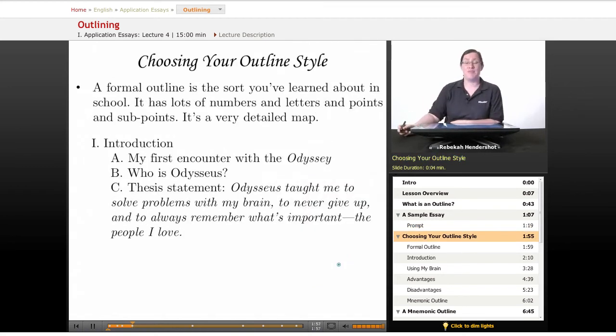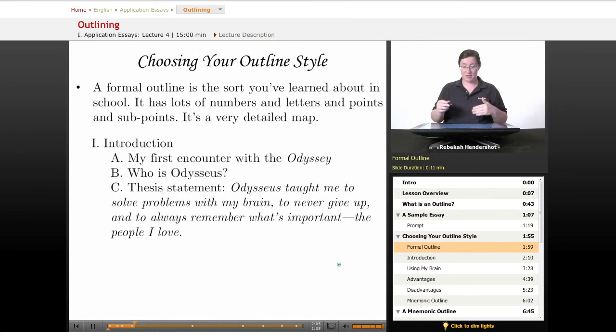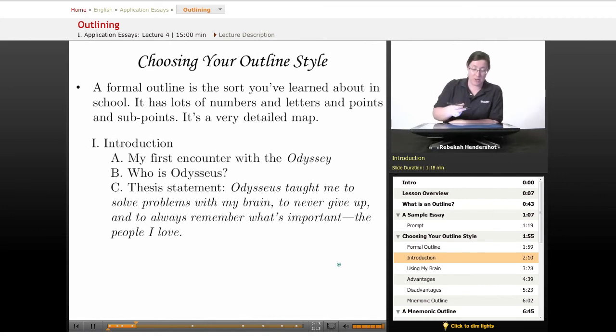Now, to begin with, you have to choose your outline style. We're going to start by looking at the formal outline. A formal outline is the sort that you've probably learned about in school. It has lots of numbers and letters and points and subpoints. It's a very detailed map. Now, if I were going to write about the character of Odysseus from the Odyssey, my first paragraph would be my introduction, and I would probably start with a hook or an anecdote, which in this case would be my first encounter with the book.